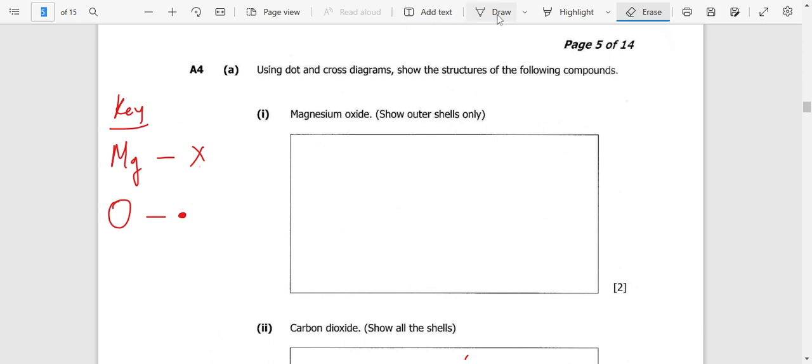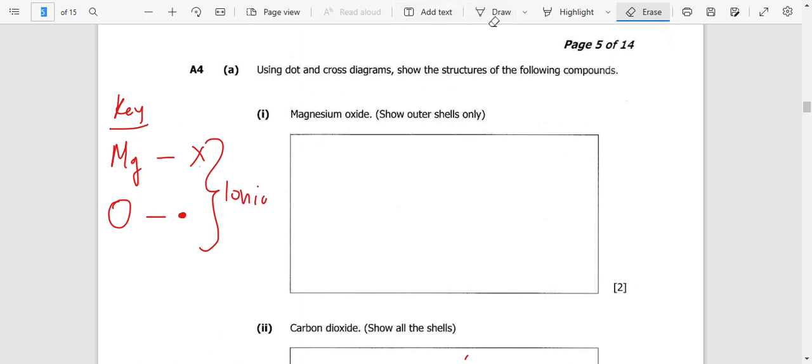Now, magnesium is a metal. Oxygen is a non-metal, meaning that this type of reaction is going to be, what type of bonding is this? Is it ionic or covalent between a metal and a non-metal? Covalent. Good. It is not covalent but ionic. Metal and non-metal is ionic. Covalent is between non-metals. So I'm going to draw magnesium. They've told us we only show outer shells.